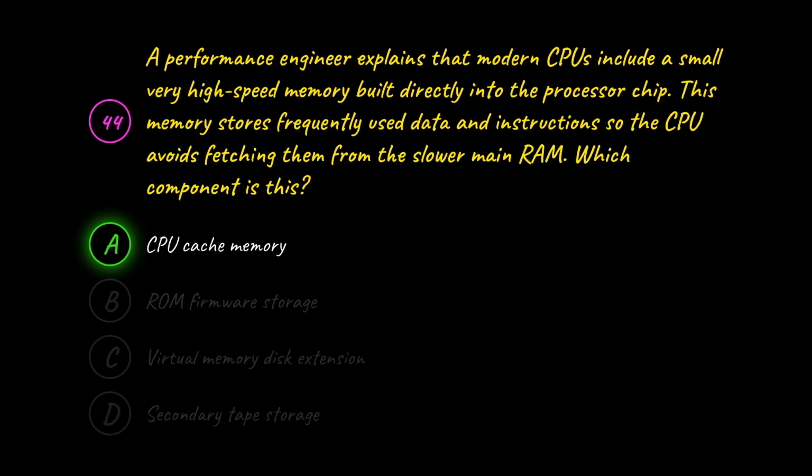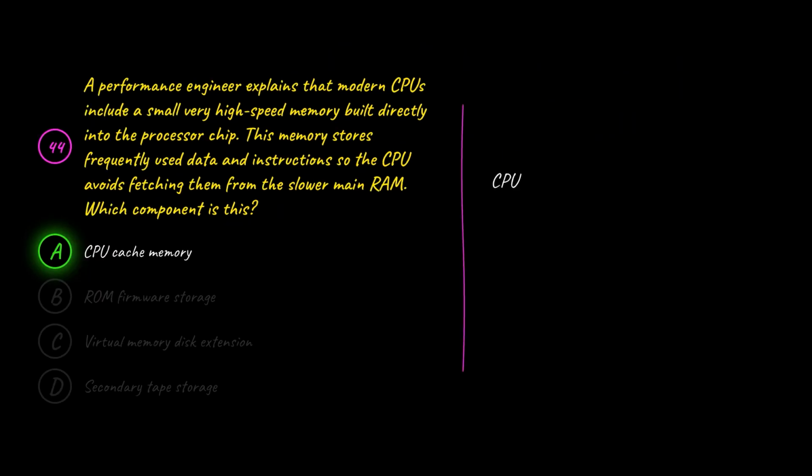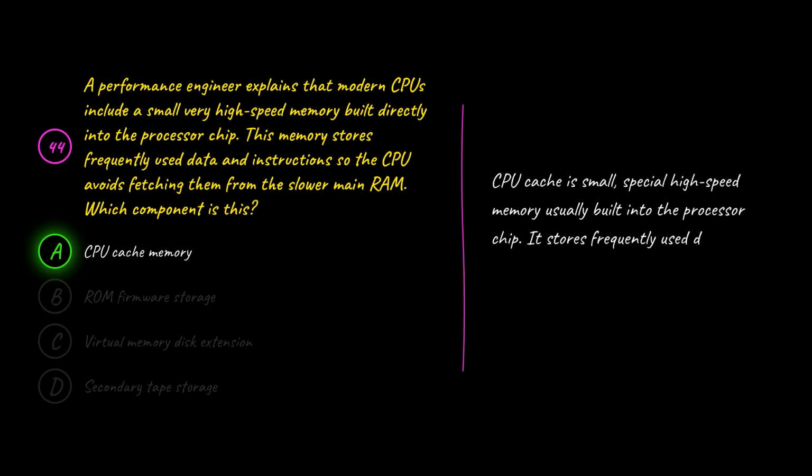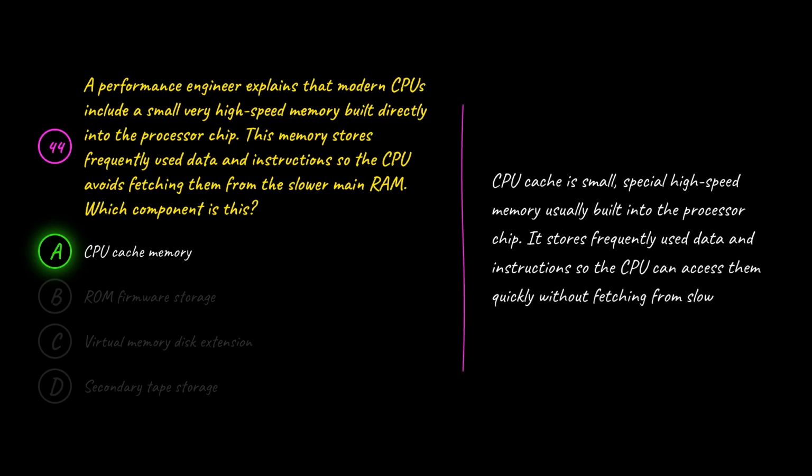The correct answer is A. CPU cache memory. A is correct because CPU cache is small, special high-speed memory usually built into the processor chip. It stores frequently used data and instructions so the CPU can access them quickly without fetching from slower main RAM.